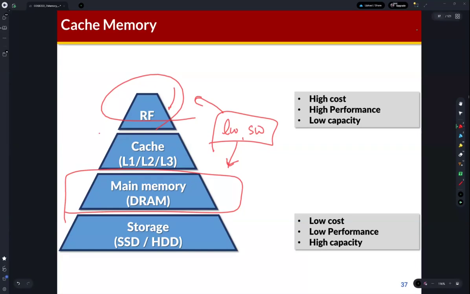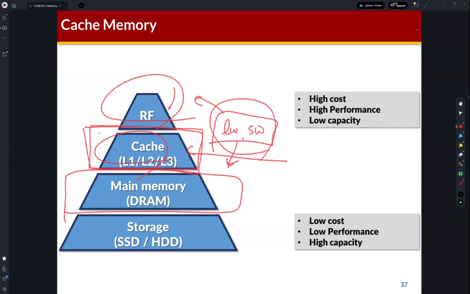And as you can see, you can find the cache. The cache is located between the register file and main memory. This cache is very fast, but the size is small. So when the load instructions and store instructions transfer data, we can store the data in the cache, right?